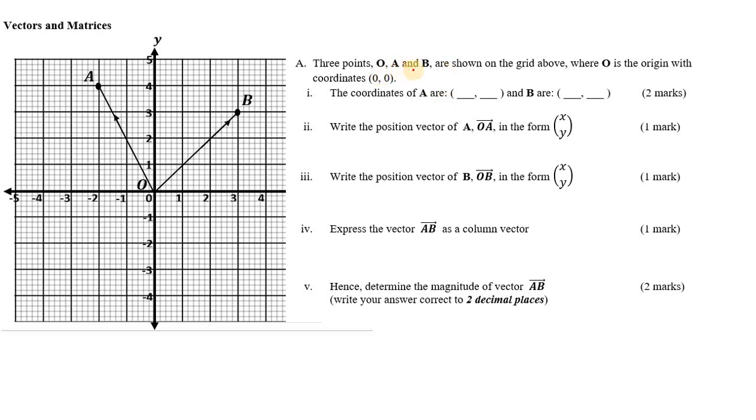All right, so we have 3 points, O, A, B, where O is the origin with coordinates (0, 0). So we're talking about the origin being the center there, where both axes cross. So this is our x-axis, this is our y-axis, right?